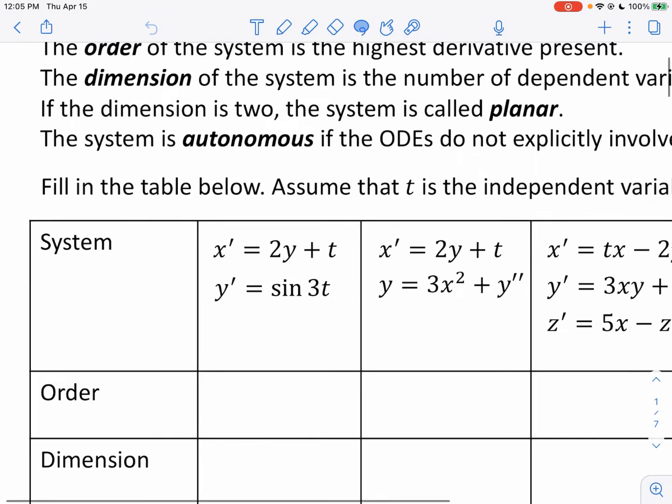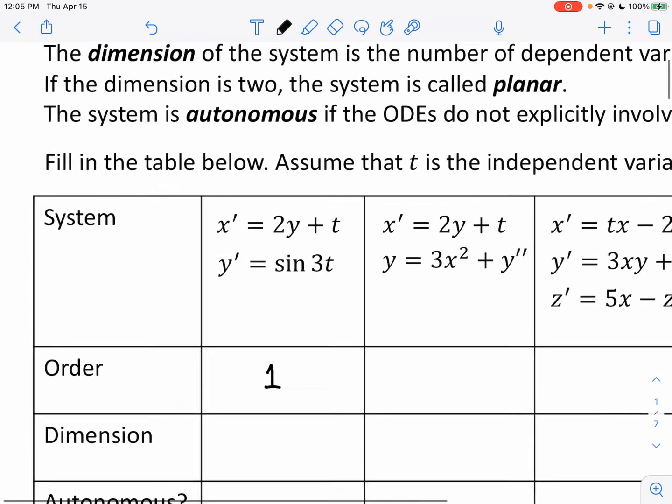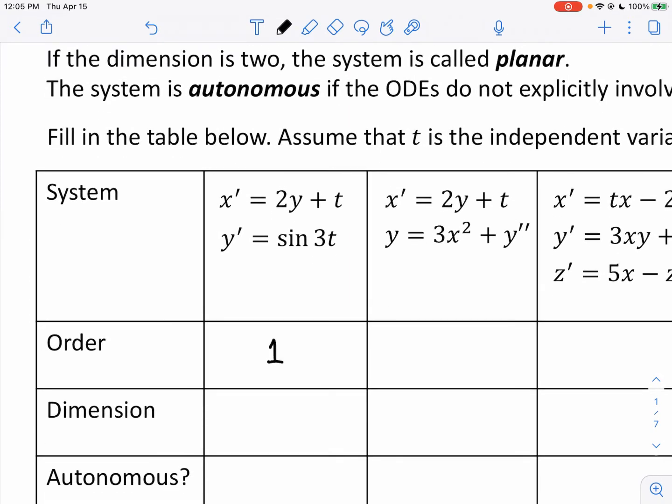All right, so the first thing to identify is the order, the highest derivative present in the entire system. The first equation has a first derivative, and the second equation has a first derivative. So the highest derivative present is 1, so we say the order is 1 in this case. The dimension is the number of dependent variables involved, and that's x and y. T is the independent variable. So every time you see a y in the statement, like right here, 2y, that's really 2y of t. So we have two dependent variables, x and y, so our dimension is 2.